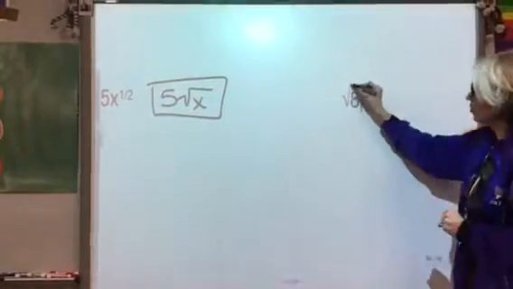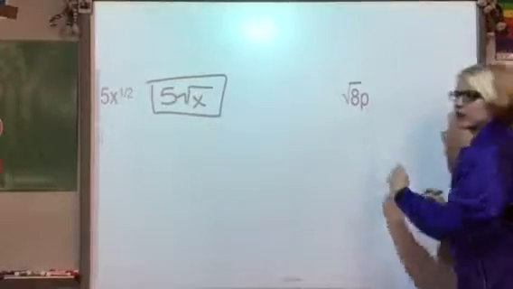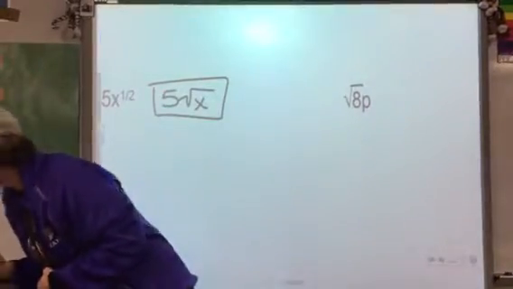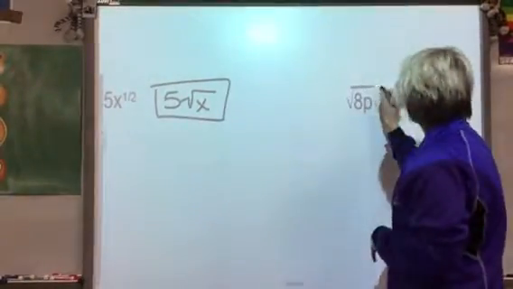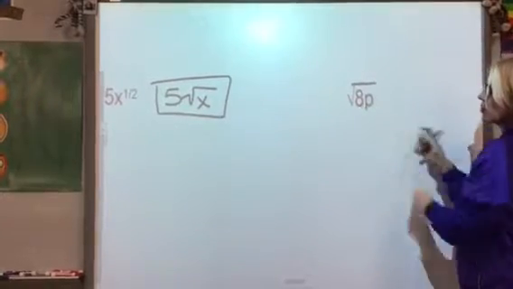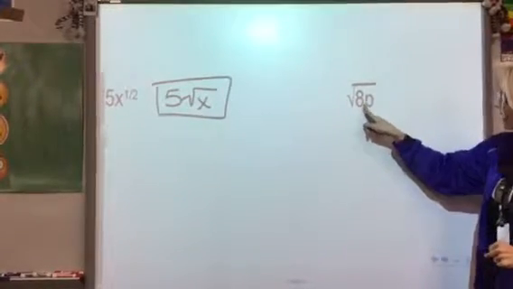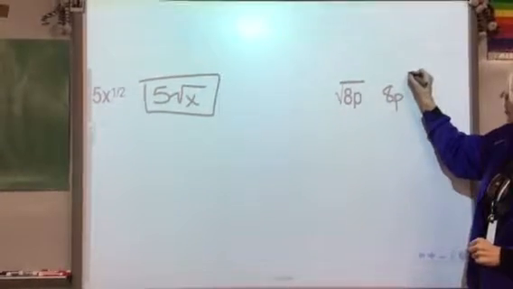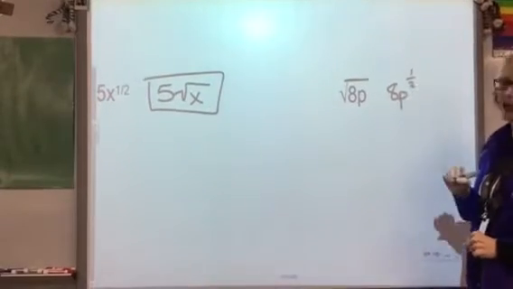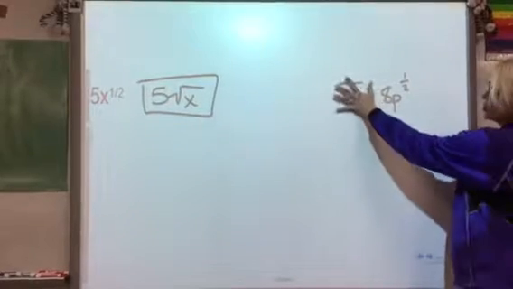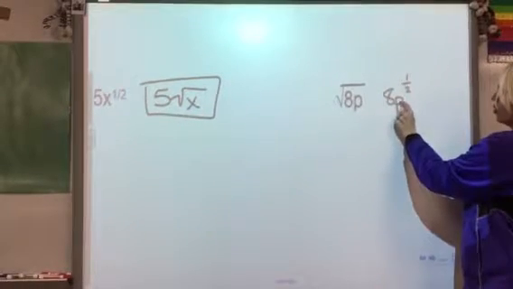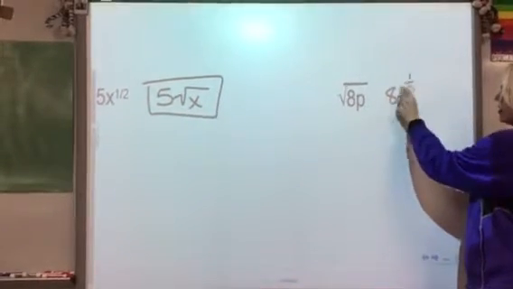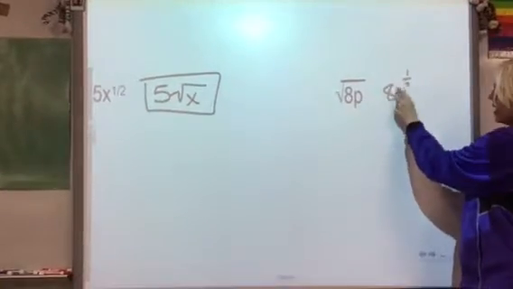This is radical 8p. In this case, all of this is underneath the radical. So you are going to take 8p, this entire term, to the power of 1/2, because it's just the square root.